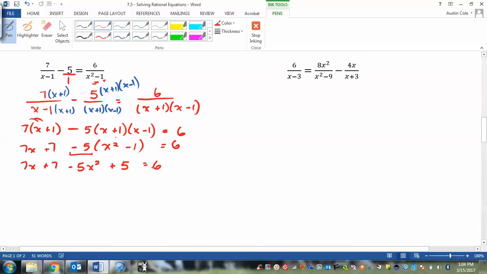Again, I've got x squareds and x. Let's get everything to one side. Is that going to be the right or the left? I like right.